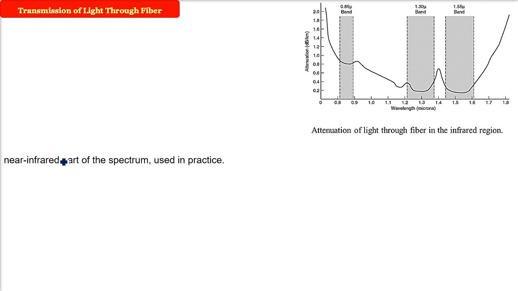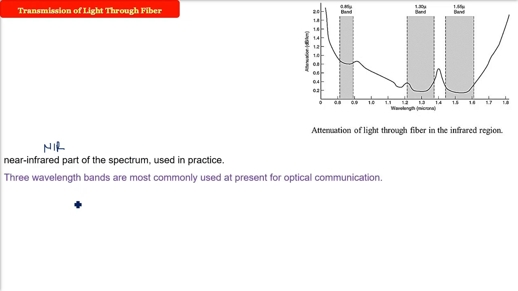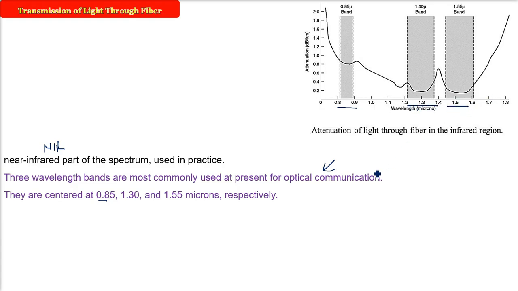Now, when light transmits through the fiber, there are different parts of the electromagnetic spectrum we are going to talk about. This is the NIR, near infrared part of the spectrum. This is used in practice. There are 3 wavelength bands that are commonly used at present for optical communication. The first one is 0.85, the second one is 1.30, and the third one is 1.55 microns, microns again being 10 to the power minus 6 meter. All these bands have a width of 25,000 to 30,000 gigahertz.